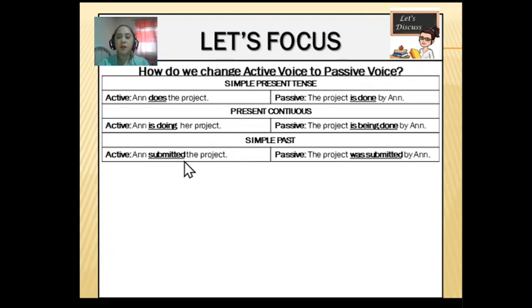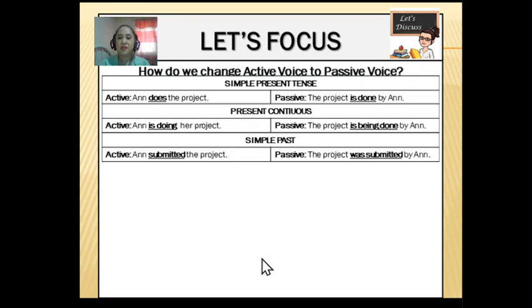How do we change active form to passive in the simple past? Example: I submitted the project. In the passive, we say the project was submitted by "Anne." Take note that submitted changes into was submitted. So submitted is also the past participle of submit, and was is our linking verb.